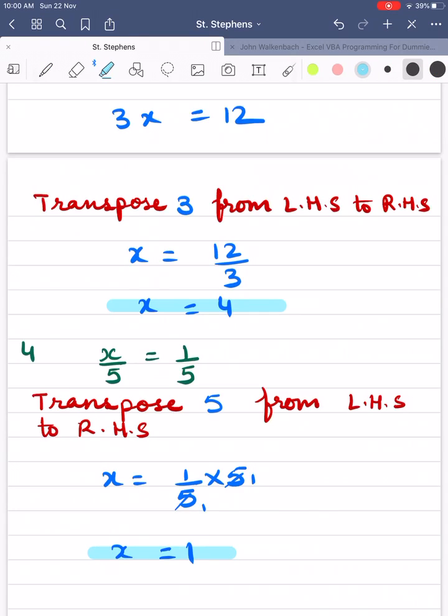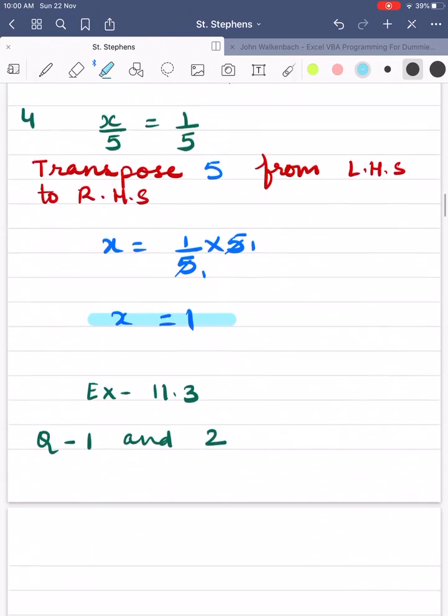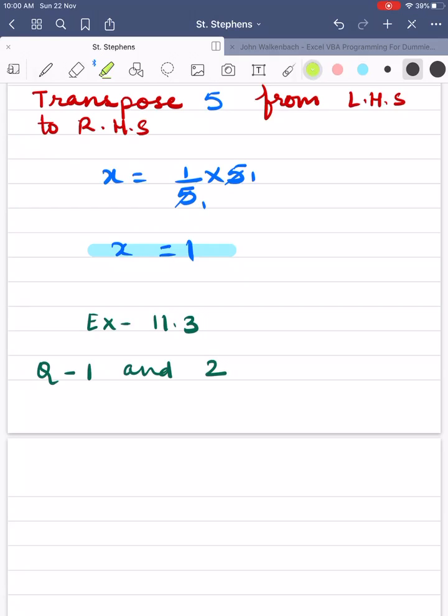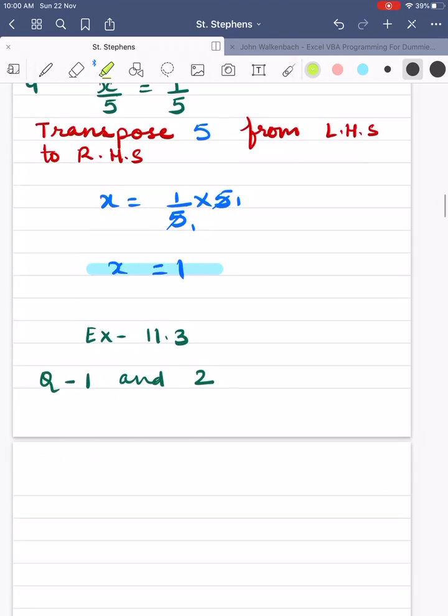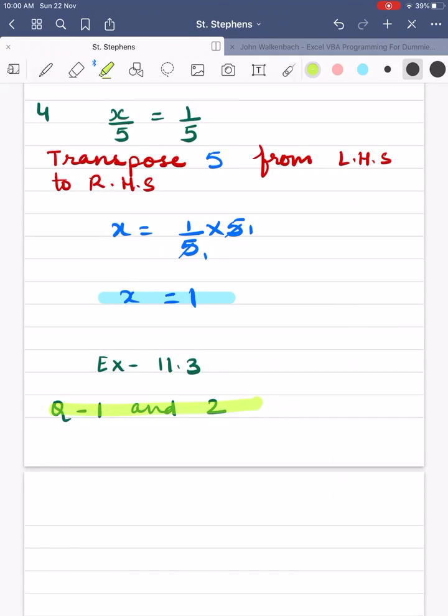Children, I hope you have understood these concepts. Now for worksheet questions, try question number 1 and 2 of exercise 11.3.